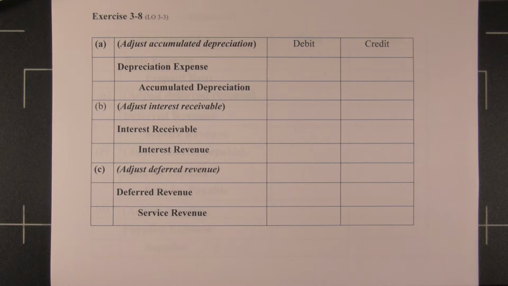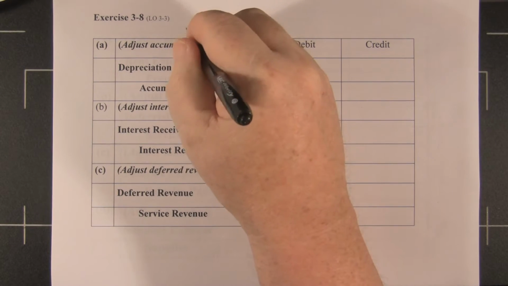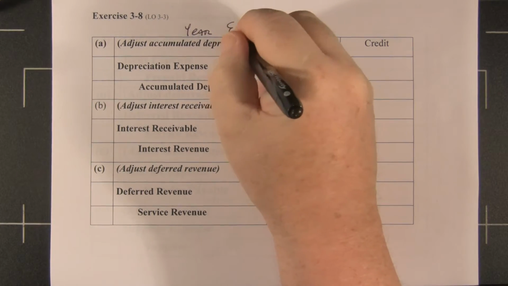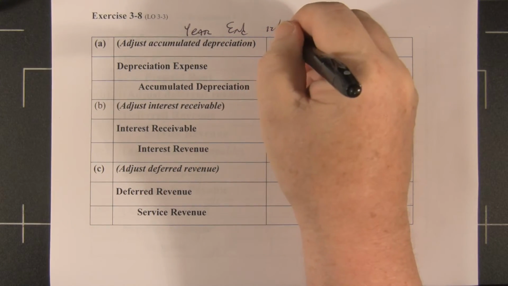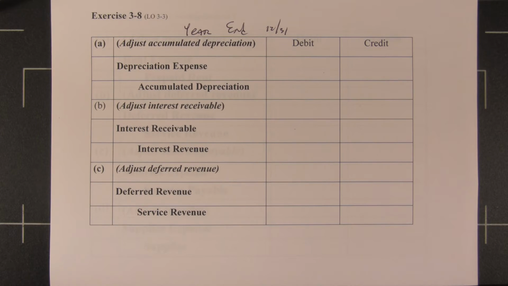Exercise 3.8 starts out pretty straightforward, but gets a little bit tricky, and the tricky comes in if you don't read all the information. First of all, in the border they tell you this is a year-end adjusting entry, so you have to keep that in mind. This is at the end of the year, so this is 12/31. You have to make sure you see where that piece of information is coming from. And then you have to go through and carefully apply that information to each question as needed.